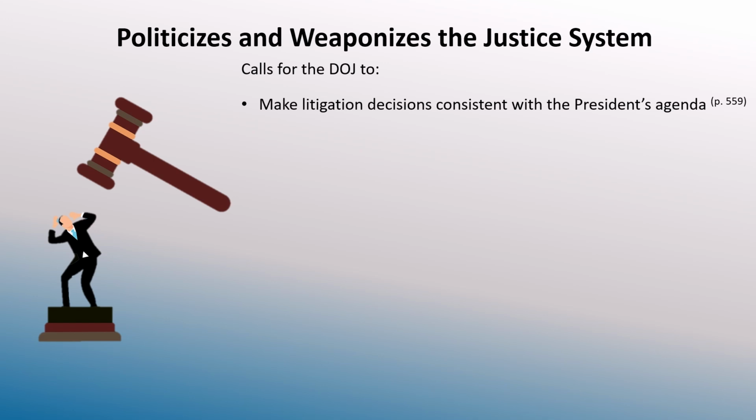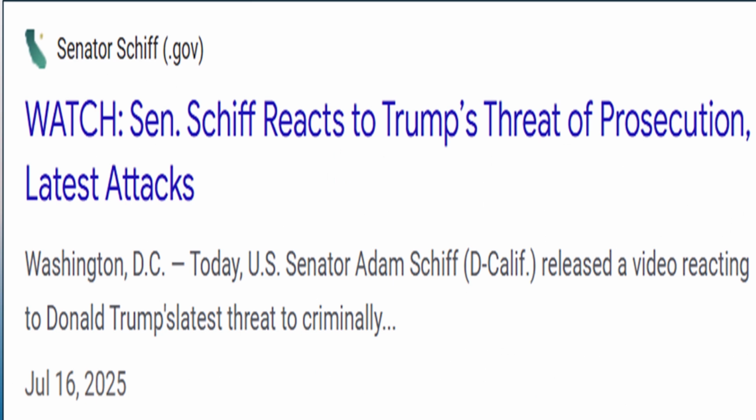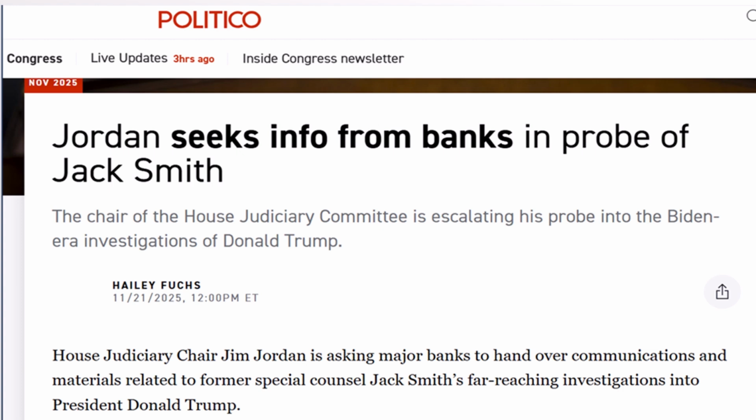We have actually seen a lot of this already in the current administration. Examples include the case against Letitia James, the New York Attorney General, who won a case against the Trump family relating to inflating the value of assets to obtain favorable loans. The threat of an investigation into California Senator Adam Schiff, who played a prominent role in efforts to impeach Trump during the first term. The investigation into former General Counsel Jack Smith, who investigated the President's handling of classified documents and interference with that 2020 election certification.